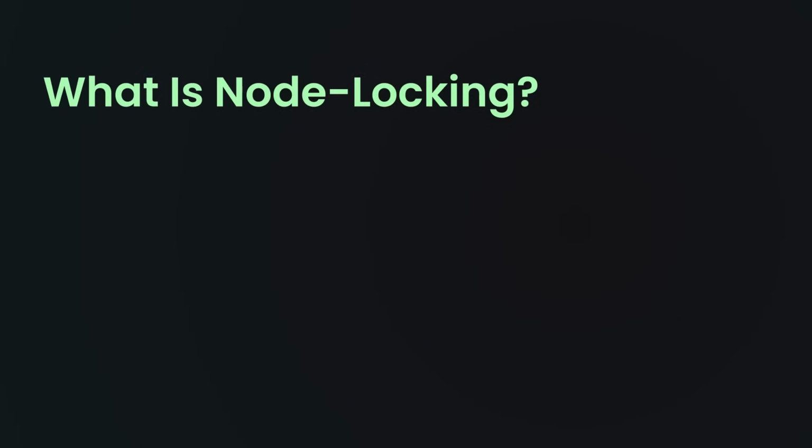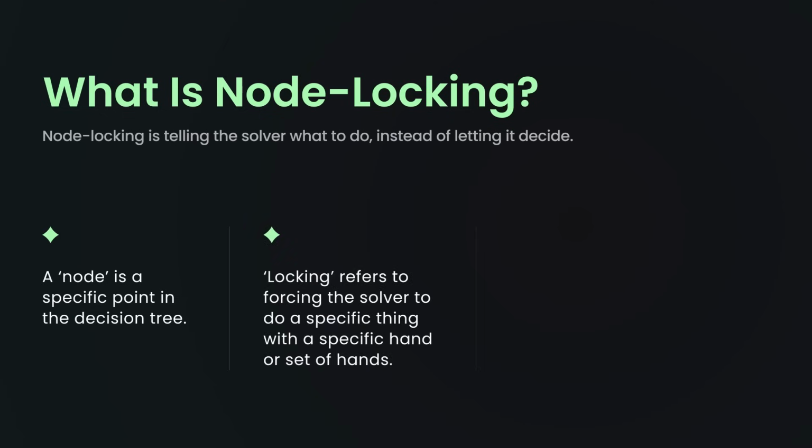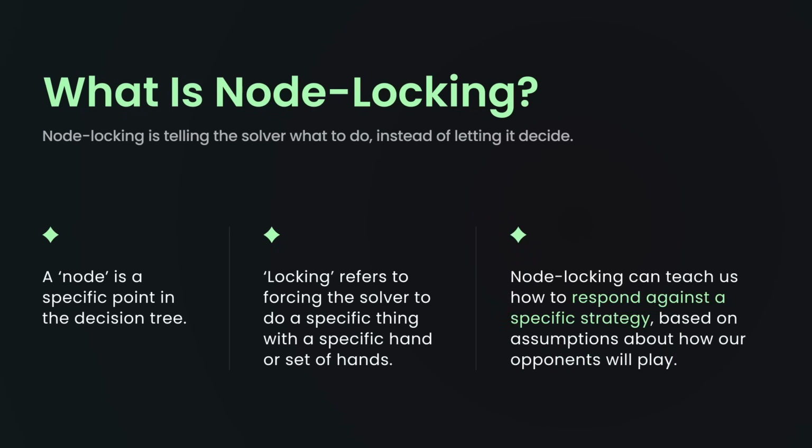First and foremost, let's answer the question, what is node locking? Well, node locking is telling the solver what to do instead of letting it decide. A node obviously refers to a specific point in the decision tree throughout the hand, and locking refers to forcing the solver to do a specific thing with a certain hand, or a set of hands, or in fact the entire range. Node locking can teach us how to respond against a specific strategy, which we're basing on assumptions about how our opponents will play, as opposed to the solver telling us how to formulate an optimal strategy where we don't know how our opponent's going to play.